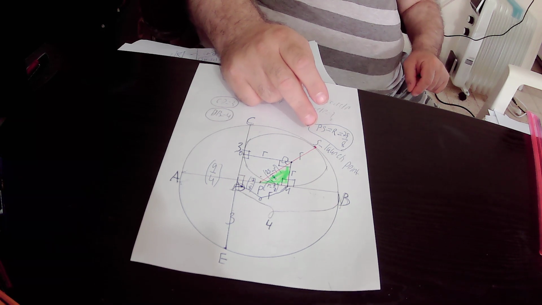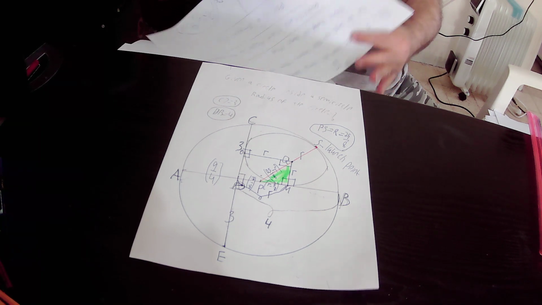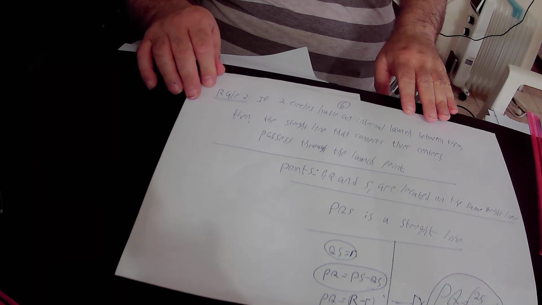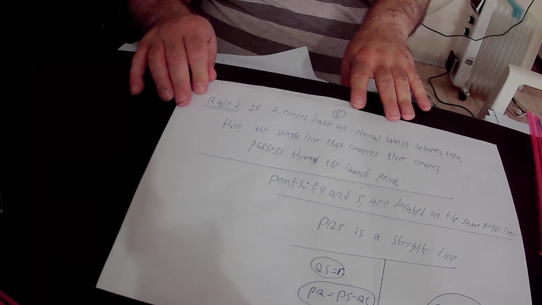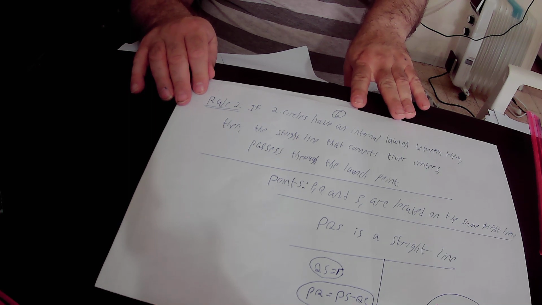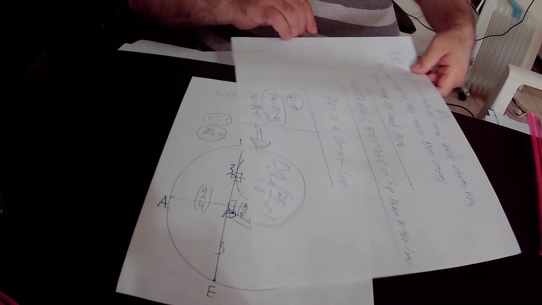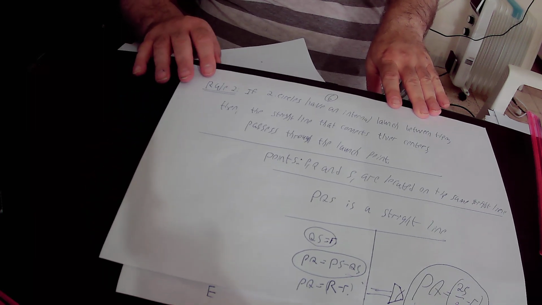Okay? And then I presented to you rule number 2. According to rule number 2, if two circles have an internal launch between them, then the straight line that connects their centers passes through the launch point.